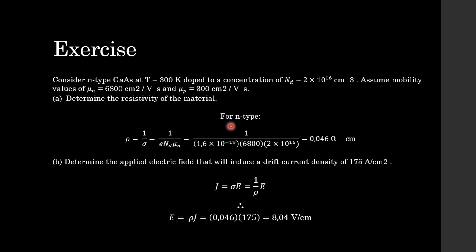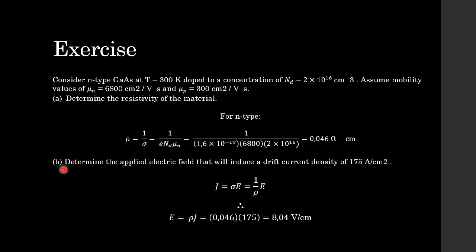So for an N-type, we can calculate this. Resistivity is 1 over conductivity, and we simply substitute in what we know for conductivity. It's the concentration of donors. Plug and play, and we have our answer. Now we can omit the formula for the acceptor concentration because it's negligible, since this is an N-type and the majority concentration is from our donors.